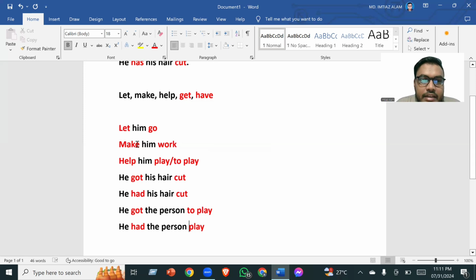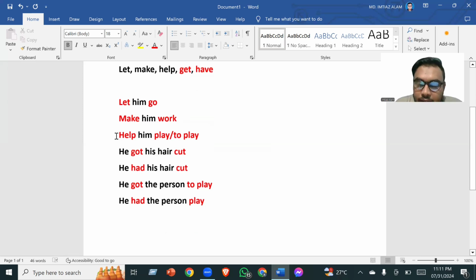When we see let and make, then the next verb will be in base form. When you see help, you can answer both base or to plus base. I'm repeating again, when there is help as the causative verb, you will have two answers. You can answer either base or to plus base.